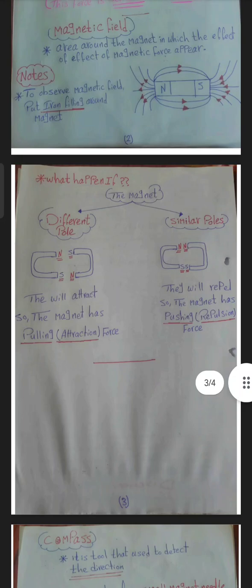So it's time for a question. What happens if the two magnets have different poles or similar poles? Okay, different poles. If the two magnets have different poles, they will attract.